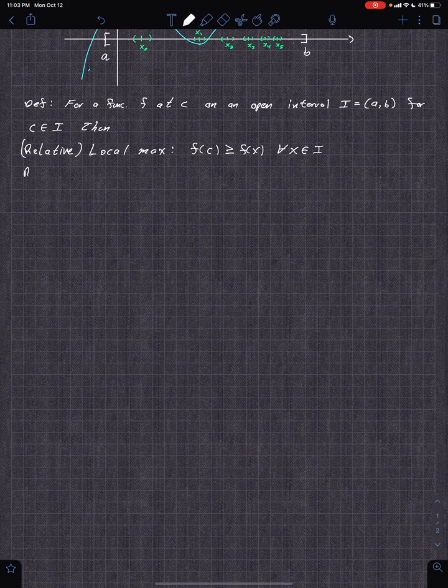Okay, and then same idea, relative or local minimum is the same idea.